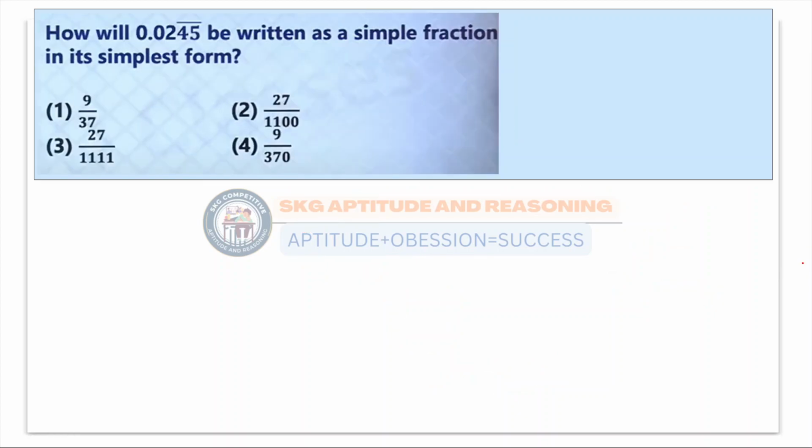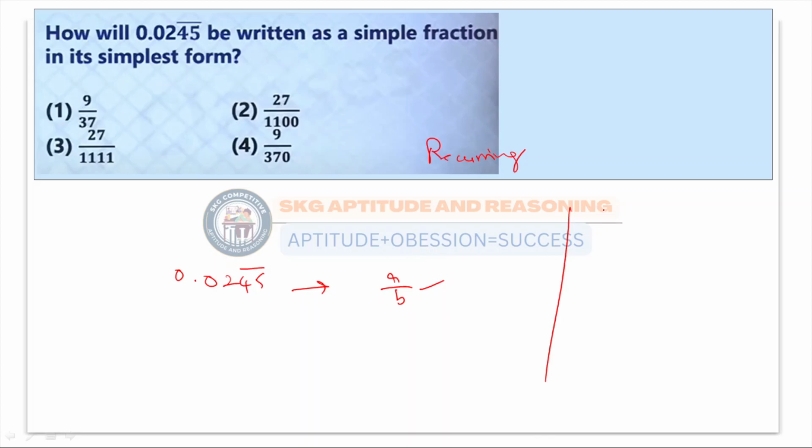Let us go for the next question. Okay, this is a question under recurring decimals. The question gives 0.0245 with a bar on 45, and we need to write it as a fraction, in a by b form.